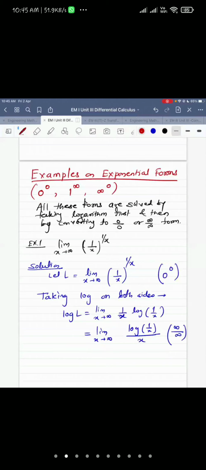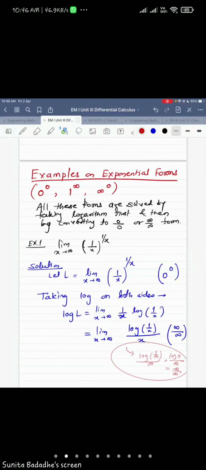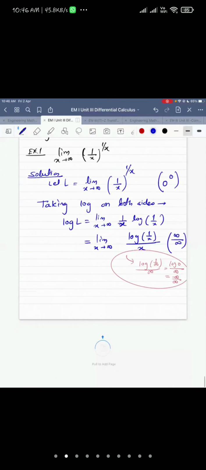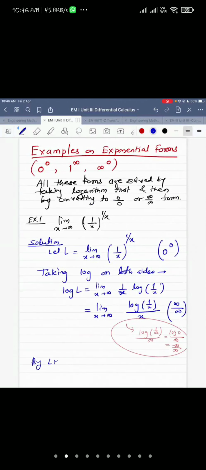Now, see how I'm getting this. This is log of 1 by infinity upon infinity. So this is log 0 upon infinity. Log 0 is minus infinity. So I'm getting this form. Okay. I'm getting infinity by infinity. So whenever it is infinity by infinity, you can apply LHR.